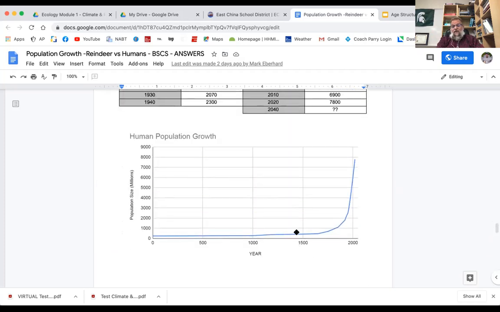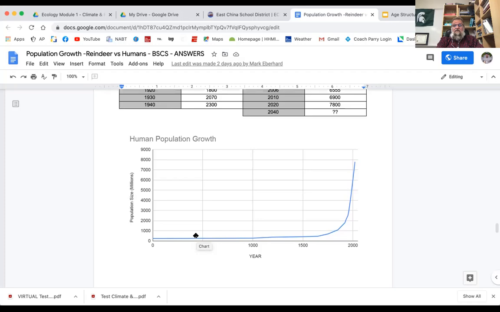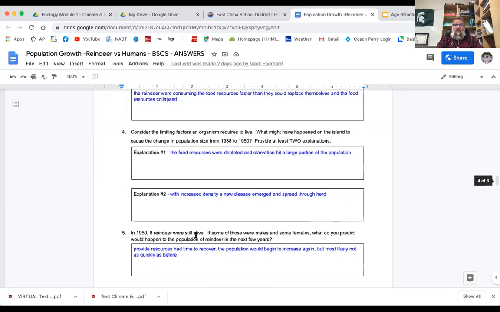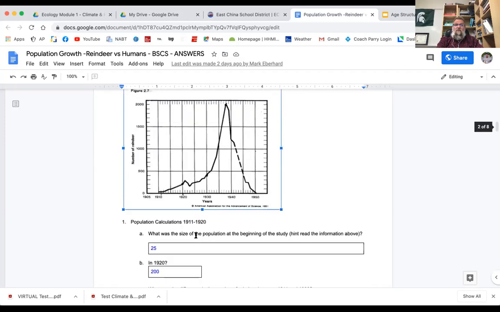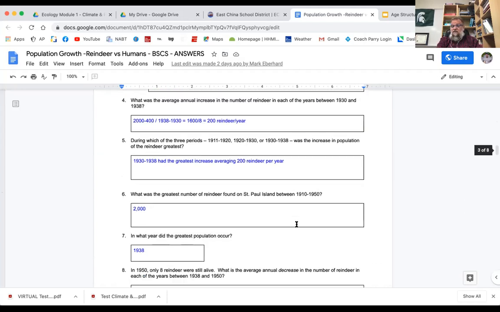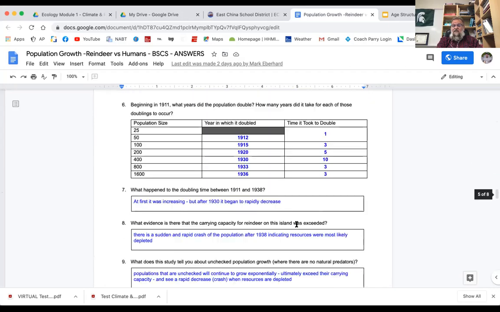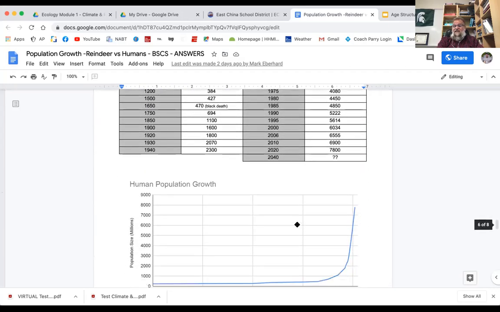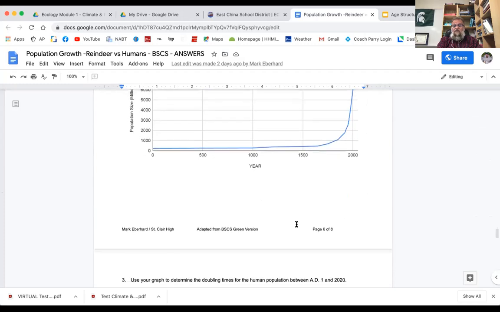So what has it got in common with the reindeer? Well, the reindeer also started out slow. And the reindeer also went into an exponential phase. And the question is, will humans follow a similar pattern as a result? That's the question we've been dealing with at least since the 1970s.